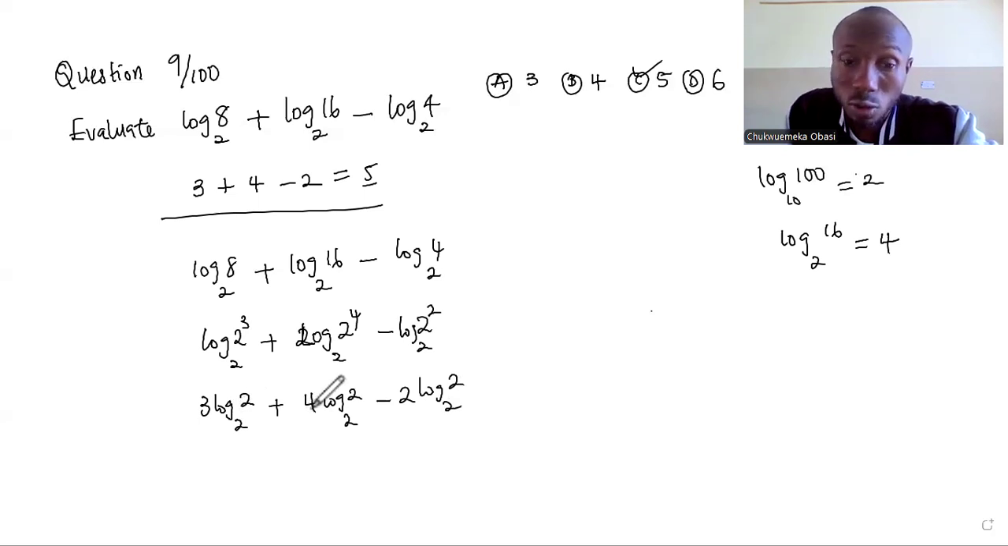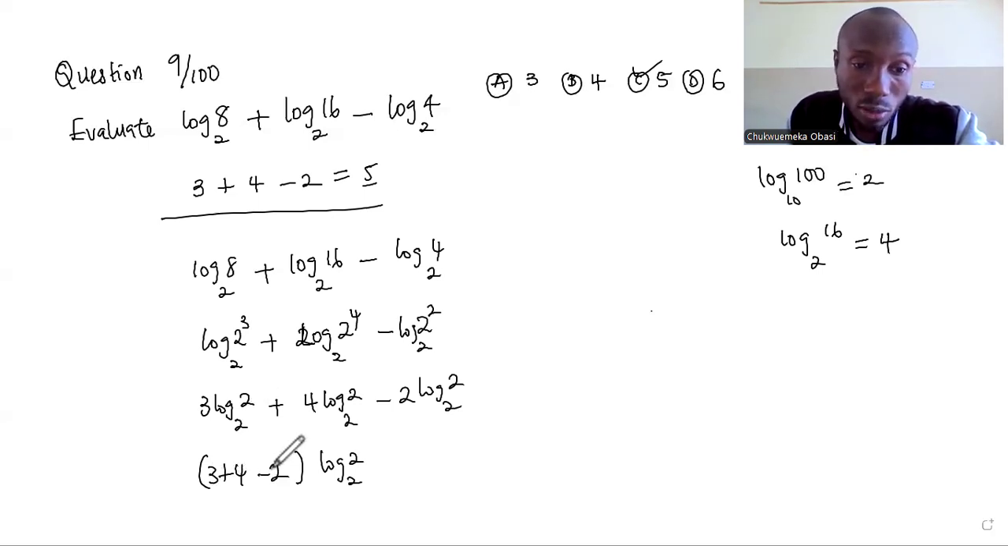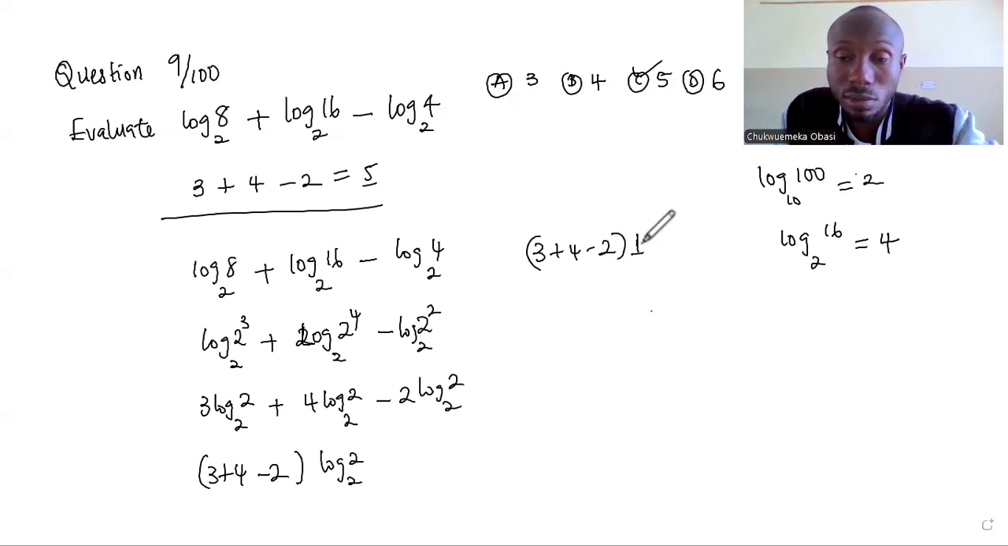And what do you observe? Log 2 base 2 is common. So when I factor out the common term, log 2 base 2, what will be left is 3 here, 4 here, and minus 2 here. First of all, what is log 2 base 2? 2 raised to power what will give me 2? It is 1. So this is just 1. So I have 3 plus 4 minus 2 times 1, which is the same as itself. 3 plus 4 is 7, and 7 minus 2 is still 5. That is it.